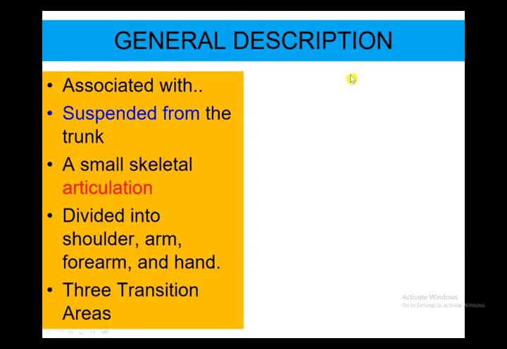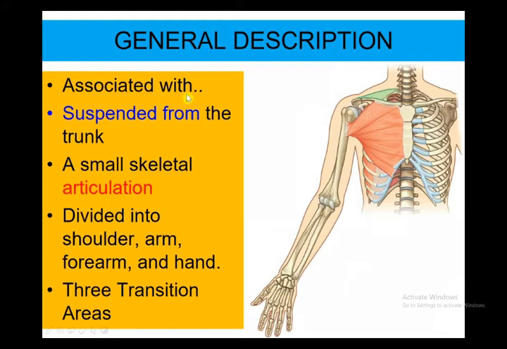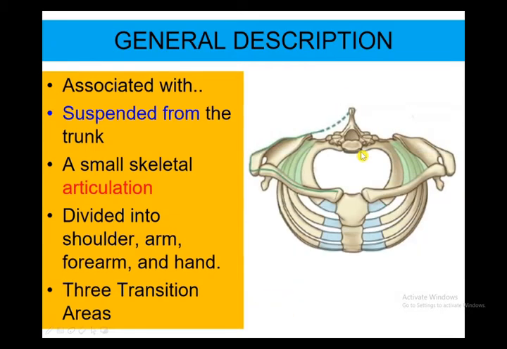Let's talk about the general description. Upper limb is associated with the neck and the thoracic wall, suspended from the trunk with a small skeletal articulation. It could be divided into the shoulder, arm, forearm, and the hand. We have here the 3 transition areas in the upper limb.